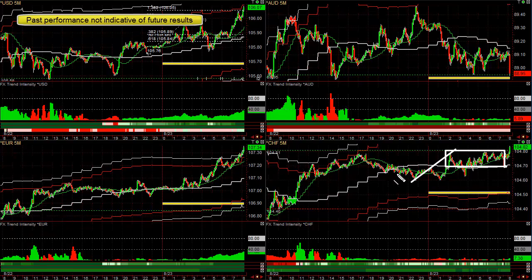So the dollar's at a likely reversal area. This one's just breaking out to the upside. So it makes sense to sell and look for sells in the dollar Swiss.